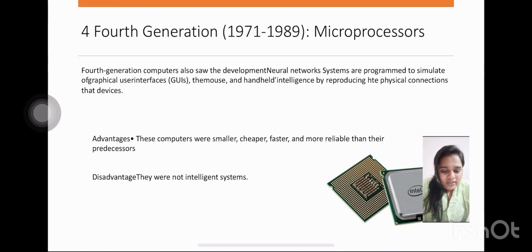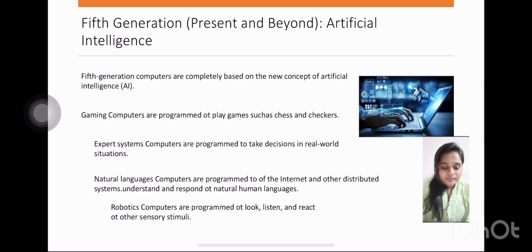The fourth generation, 1971 to 1989. This is about the microprocessor. Fourth generation computers also saw the development of neural network systems and programs to simulate the interface, the mouse, and intelligence by reproducing the physical connections of the brain. Advantages: these computers were smaller, cheaper, faster, more reliable, and more powerful. Disadvantages: they are not intelligent systems.